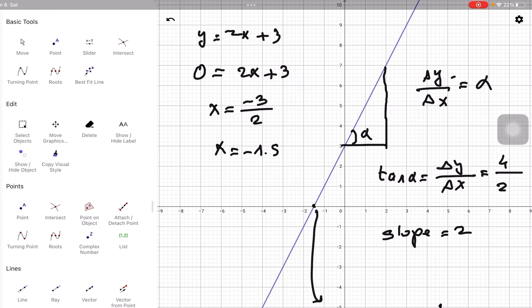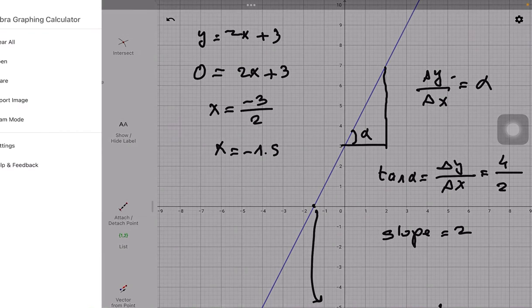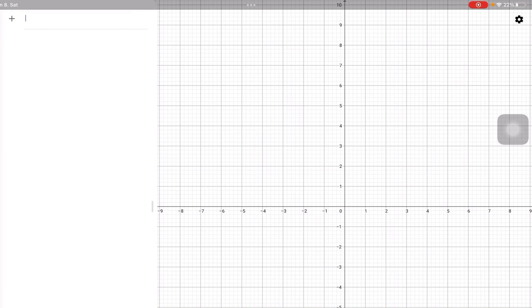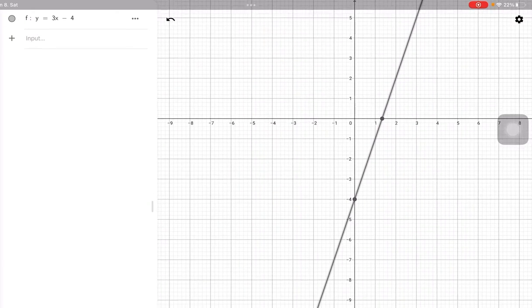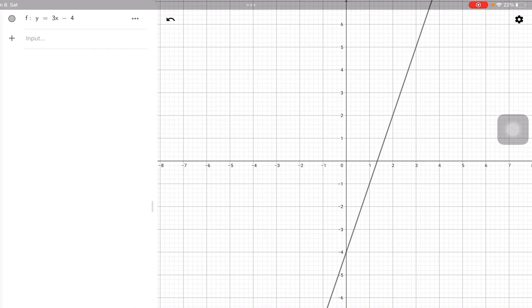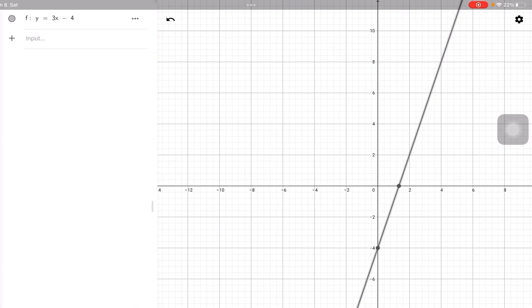For example, I drew a new graph. For example, y equals 3x minus 4. This is a graph, okay? It has 2 intercepts, the y-intercept and the x-intercept.